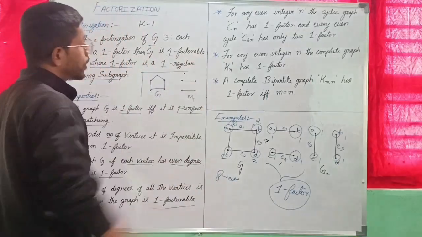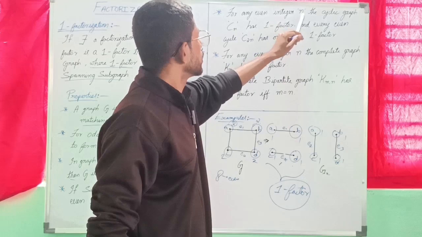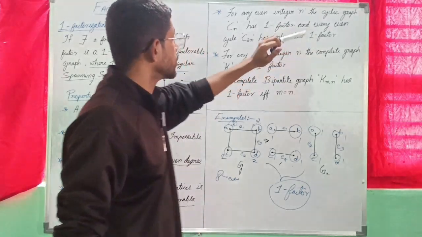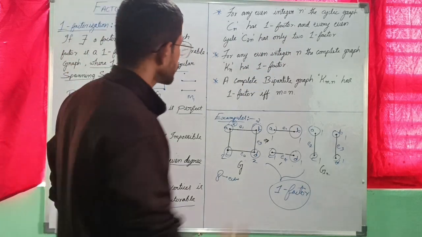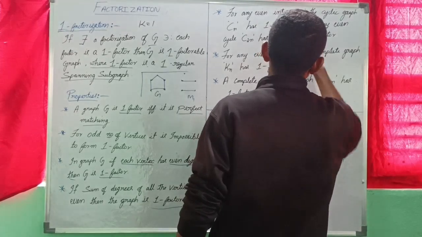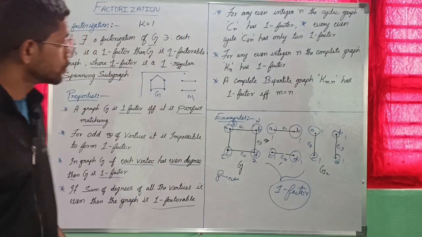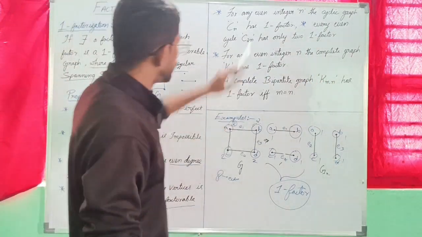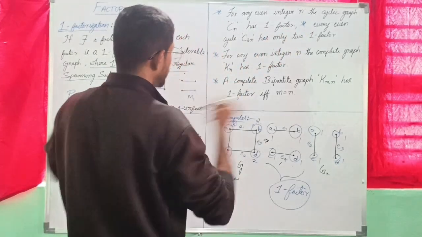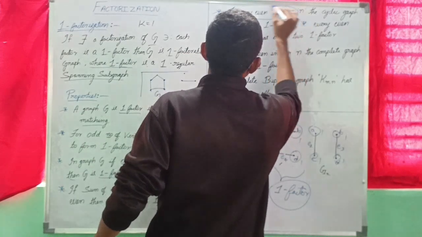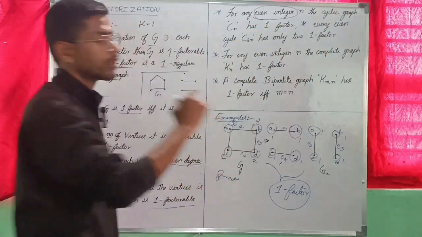Okay, and the next property is: for any even integer n, the cyclic graph Cn has one factor. Here, this is one property and this is another property. The main thing here is the even integer. For any even integer n, the cyclic graph Cn has one factor.